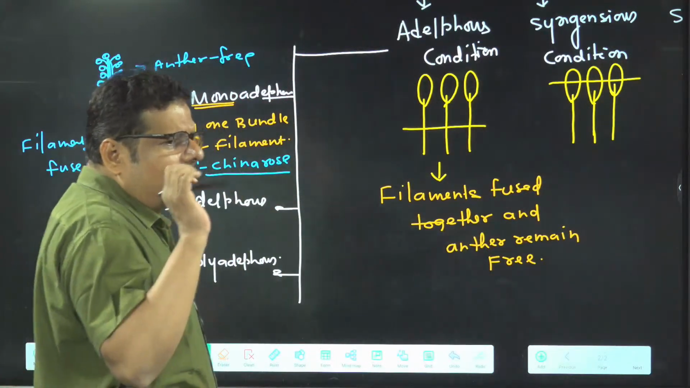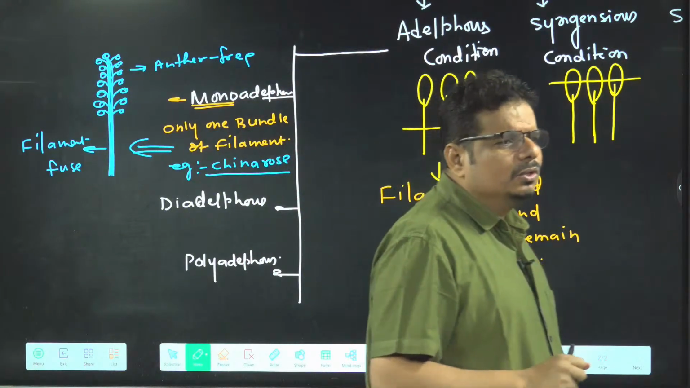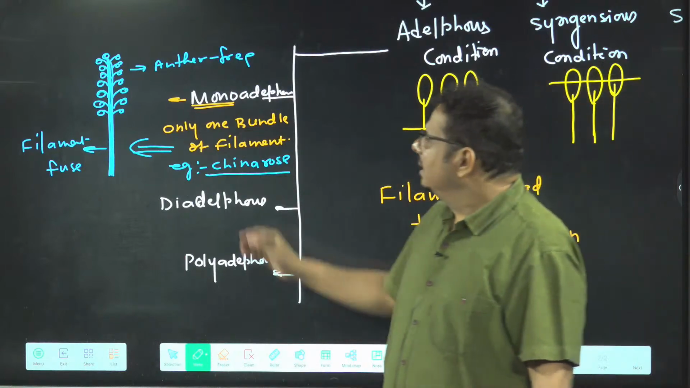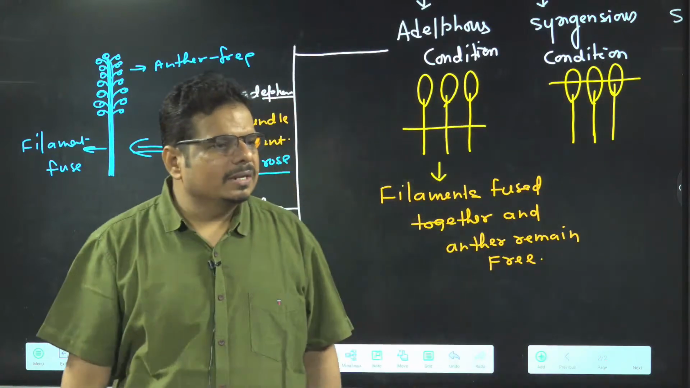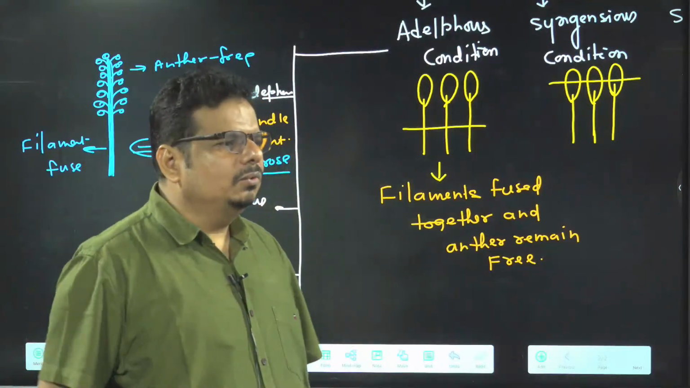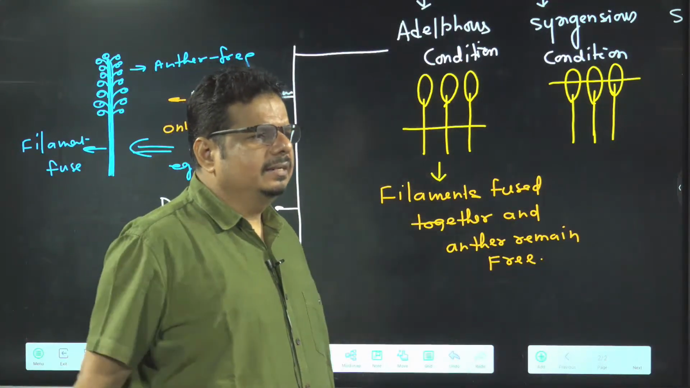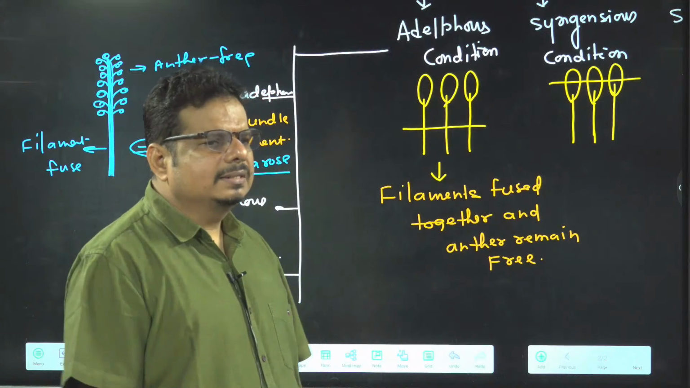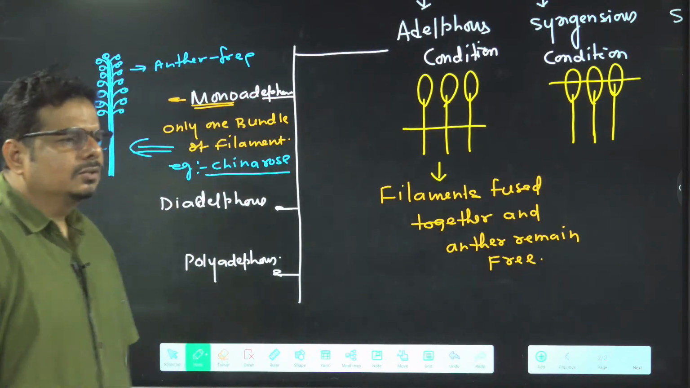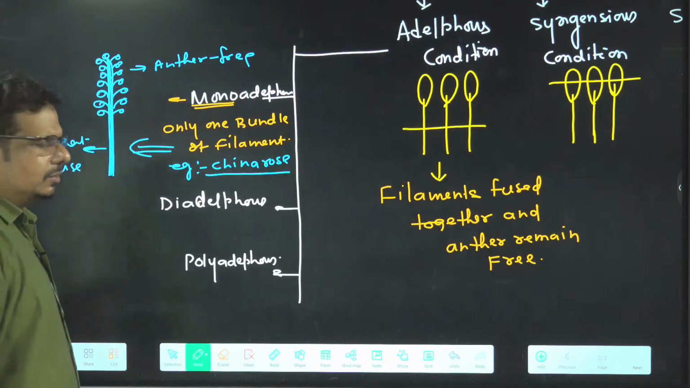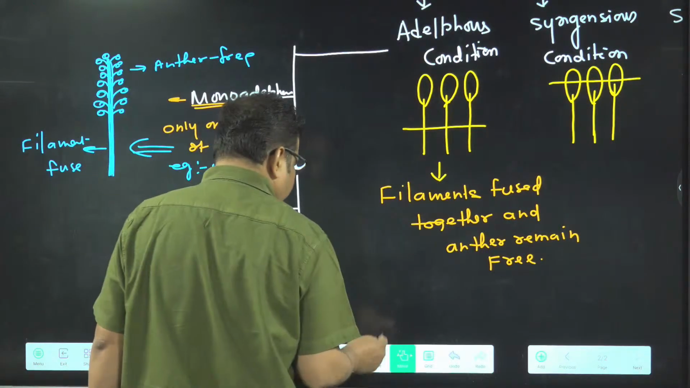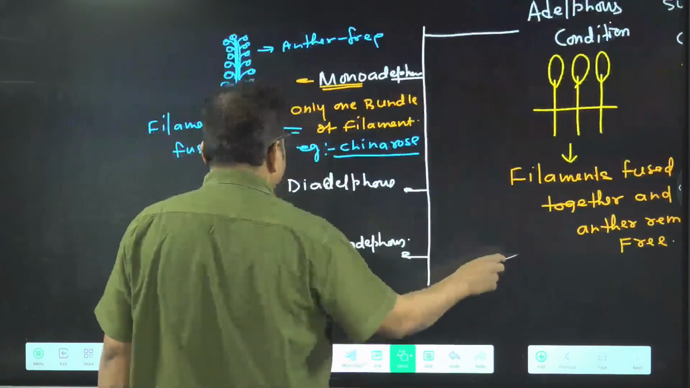So how many filaments fuse? How to know? By counting the number of anthers, you can say how many filaments are fused in an adelphous condition. Is it clear? So that is the monoadelphous term. China rose is the well-known example of this particular condition.